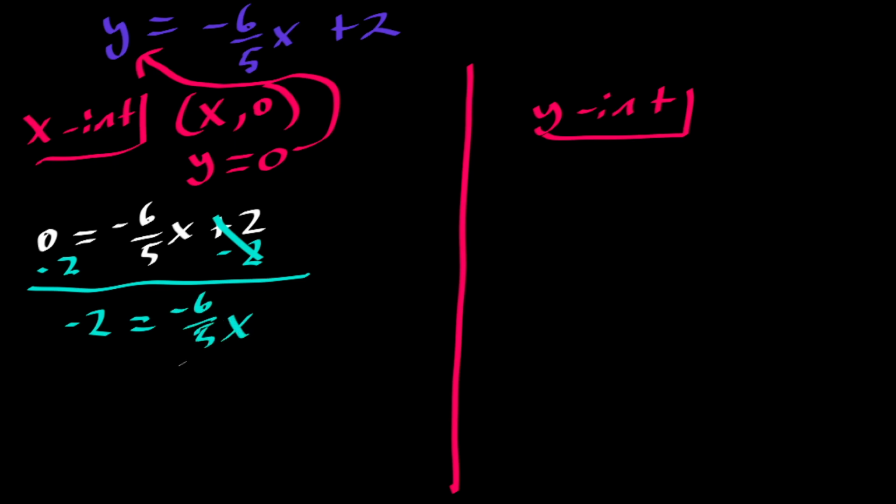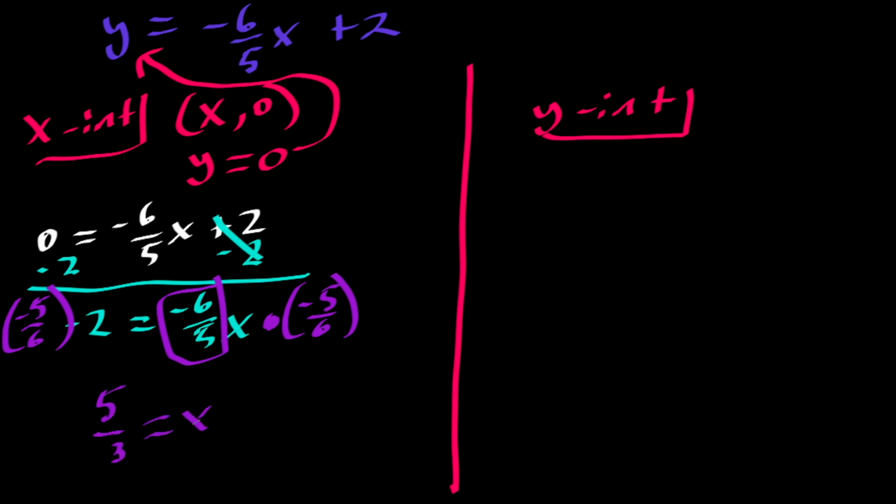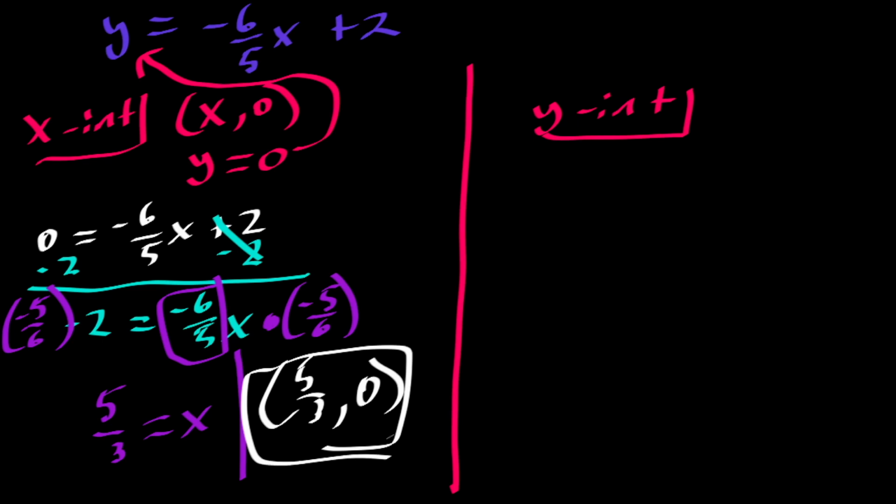And now if you remember, if I have a coefficient that is a fraction, I can multiply by the reciprocal to get rid of it. So I'm going to multiply on both sides by negative 5 over 6. So then that's going to leave me with my answer, 5 over 3 equals x. All right, so now, once again, my ordered pair is my actual answer. And my ordered pair would be 5 over 3, comma, 0. That's the actual x-intercept. Now, let's look at the y-intercept.